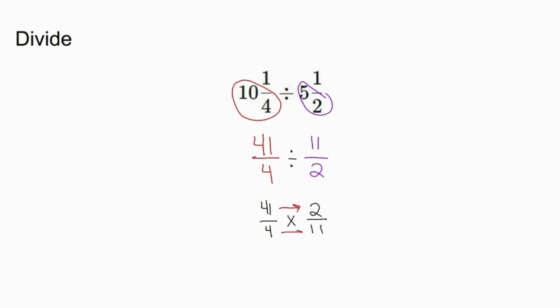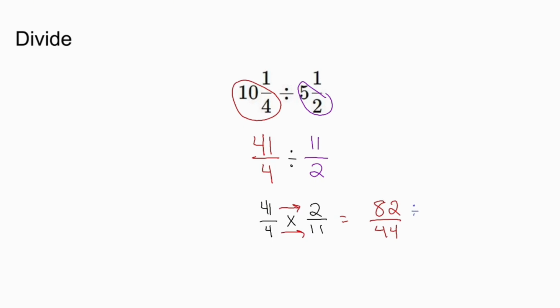and straight across the denominator. 41 times 2 is 82. 4 times 11 is 44. Now you look at that and you notice two things. Thing number one, you can simplify that fraction because they're both even numbers.